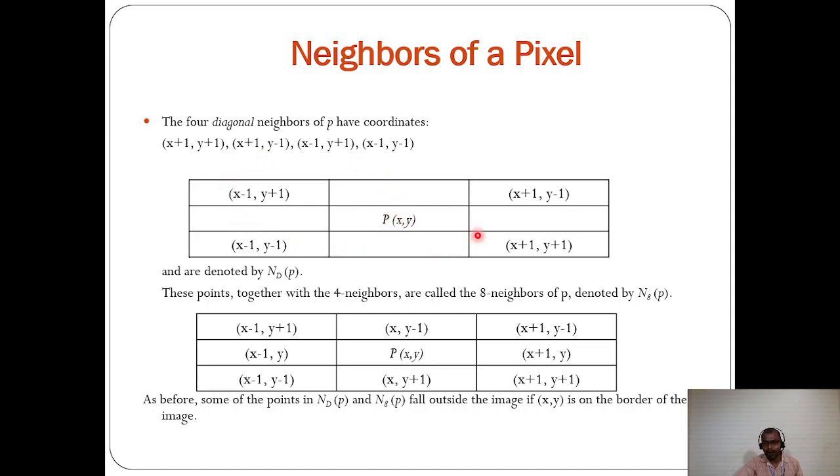This is called the diagonal neighbors of the particular pixel, and we represent it as ND of p. So N4 of p is the 4 neighbors, and ND of p is the diagonal neighbors of p. The combination of both the diagonal values and the vertical and horizontal values is called the 8 neighbors of a pixel. You can see that the 8 neighbors of the pixel p is denoted as N8 of p. N8 of p is a combination of both the 4 neighbors and the diagonal neighbors. So N8 of p.